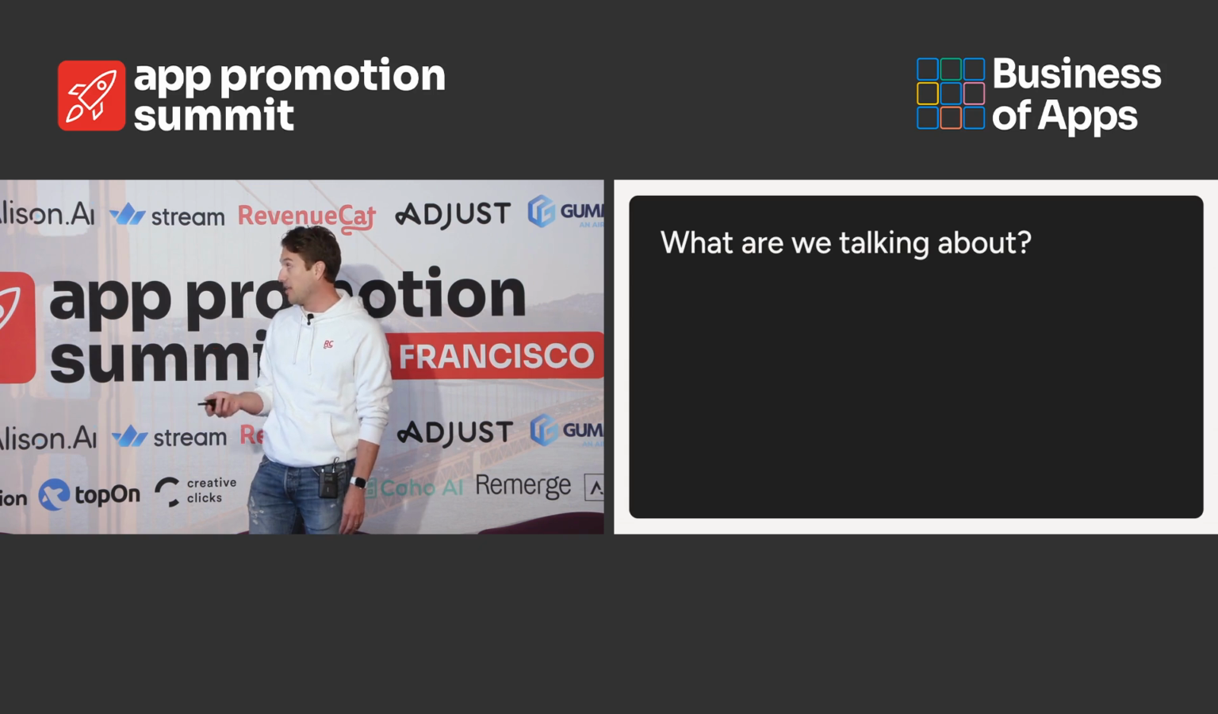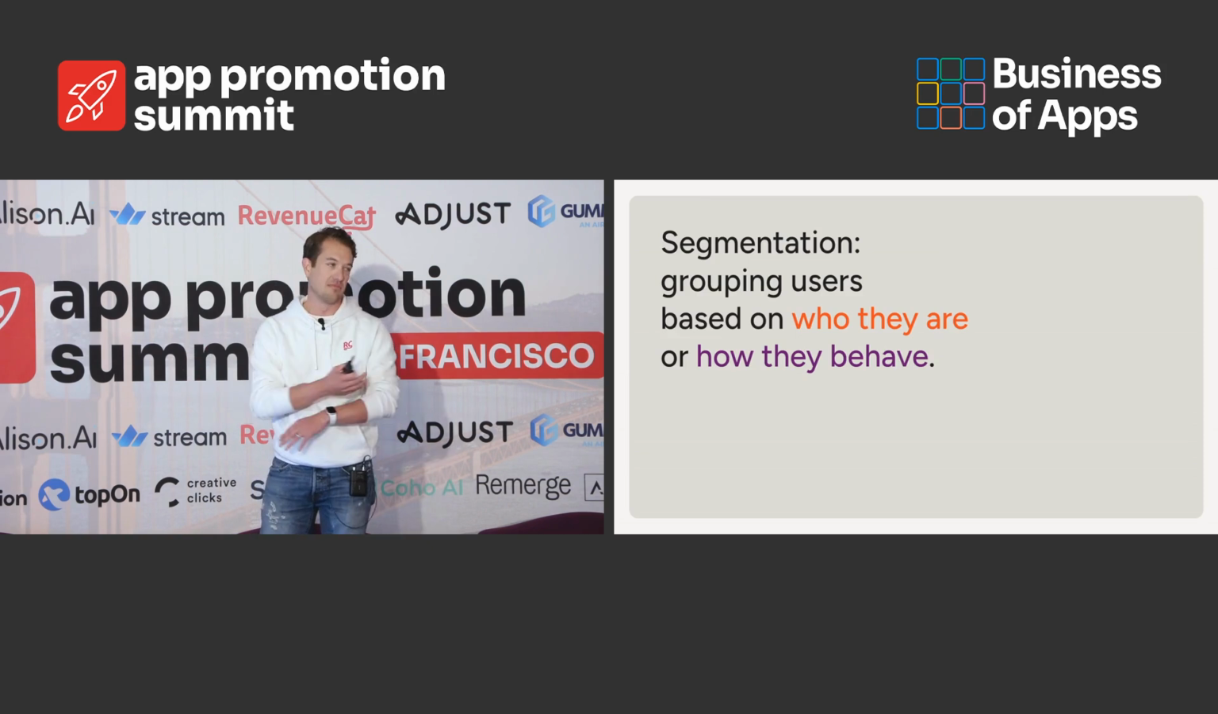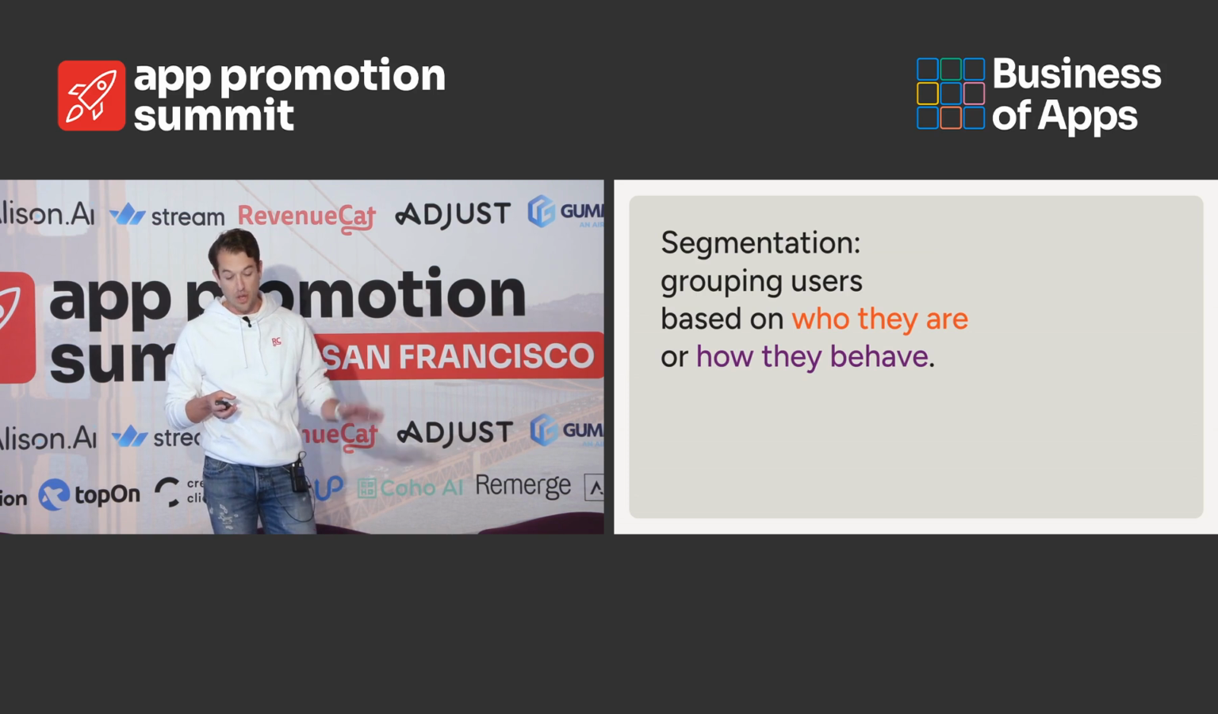So what are we talking about? Let's break it down. The first part here is segmentation. Super simple concept. We're just talking about grouping users based on who they are or how they behave. And the who they are or how they behave is demographics versus activity and behavior.